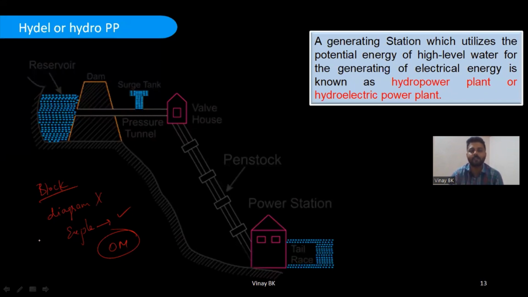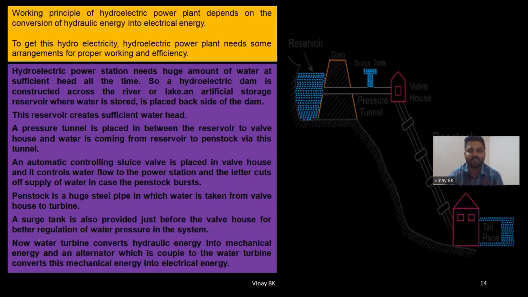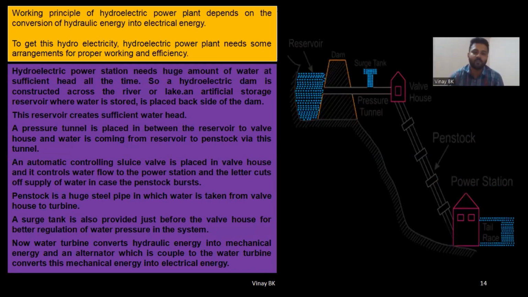So you need to write what is a hydropower plant first. That is nothing but a generating station which utilizes the potential energy of high level water for the generation of electrical energy, known as hydropower plant or hydel power plant. Okay. Explanation. So you need to write these points, that is more than sufficient in the examination. So I just gave you as point wise. If you want, you can take screenshots.